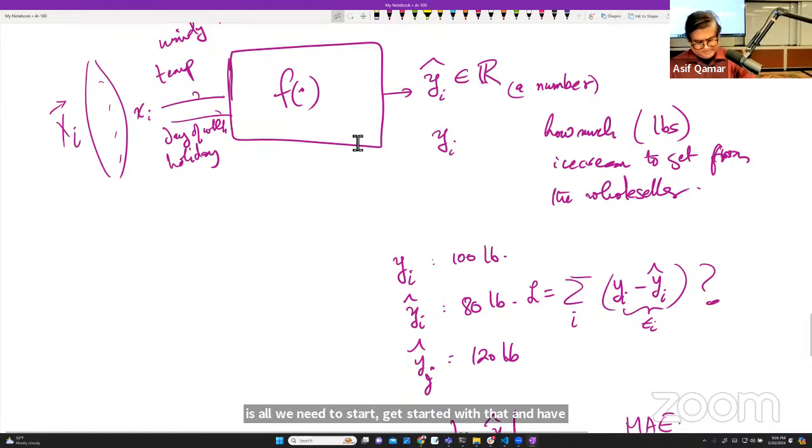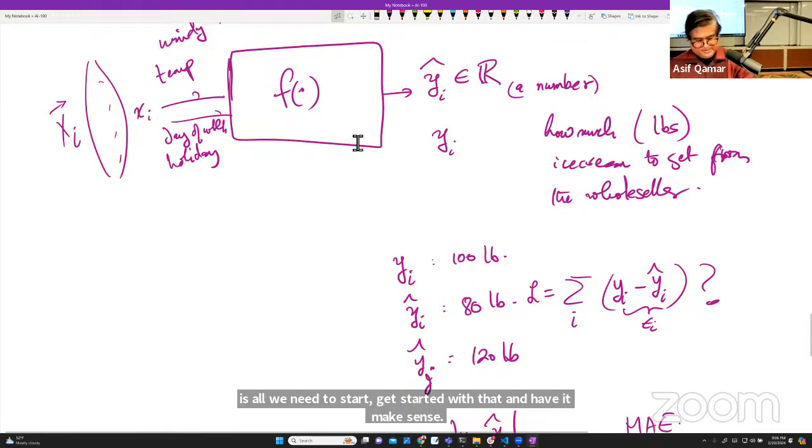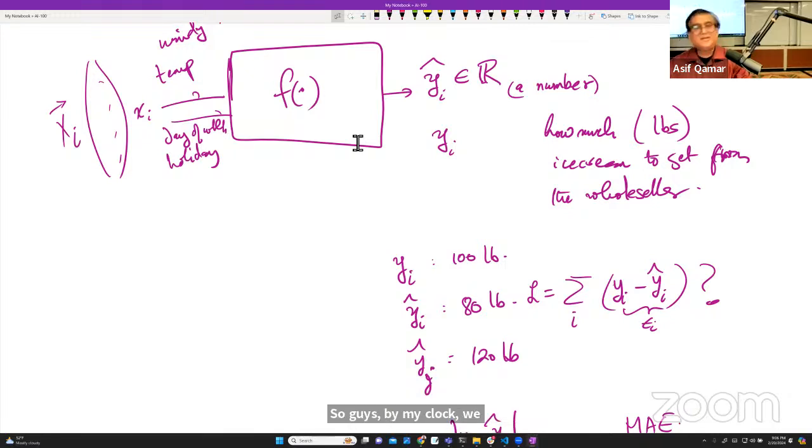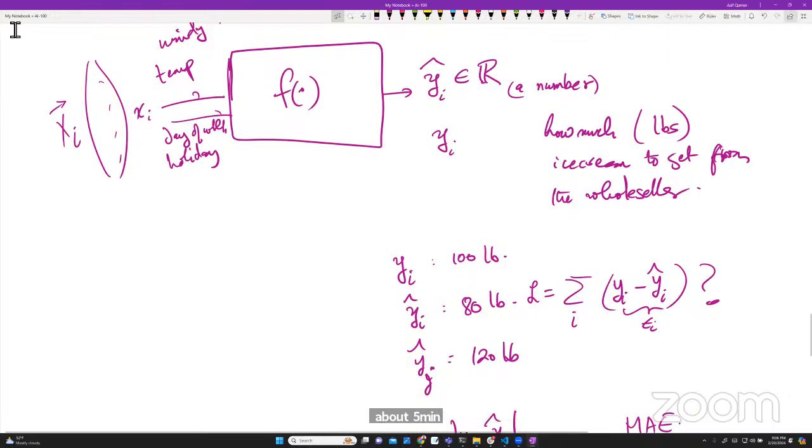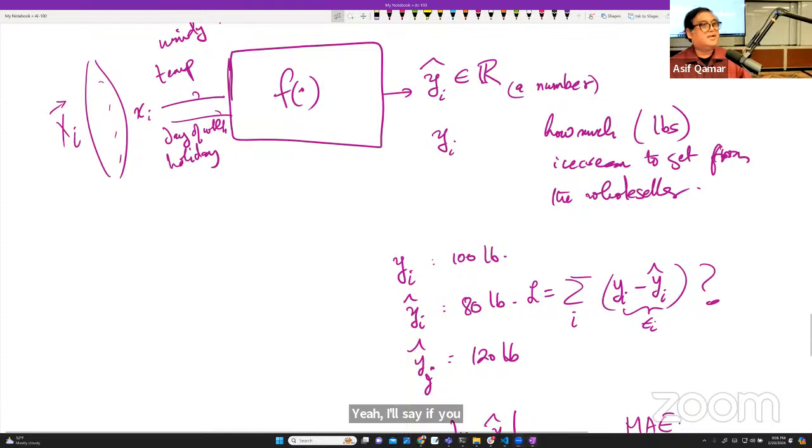So guys, by my clock, it's 9:06. We'll meet at 10 past 9, which seems about 5 minutes. Asif, if you want to pause the recording. No, I don't think I can, because with streaming you can either stop, or if I stop it, the whole lecture will stop. I can post process and cut it out later.